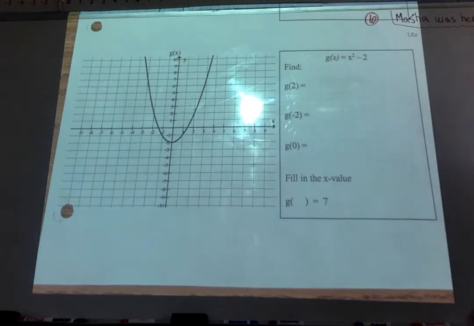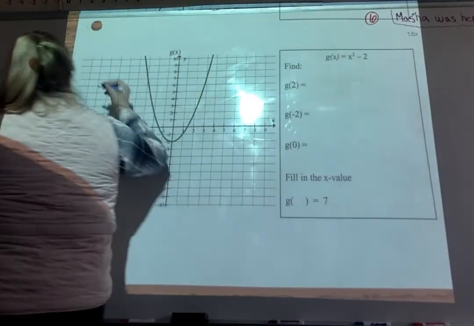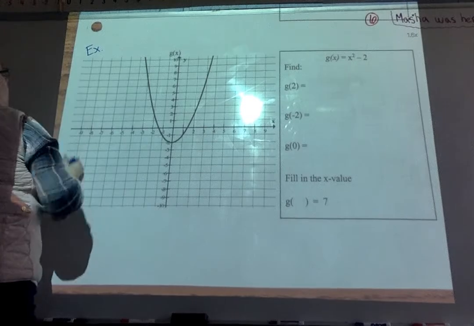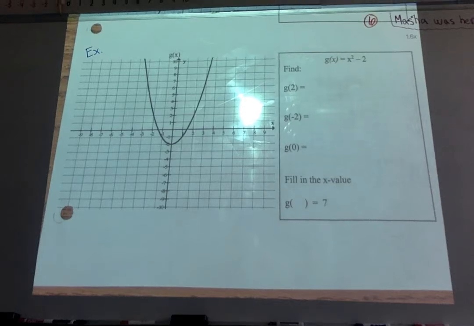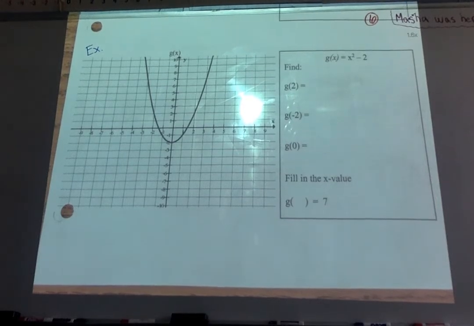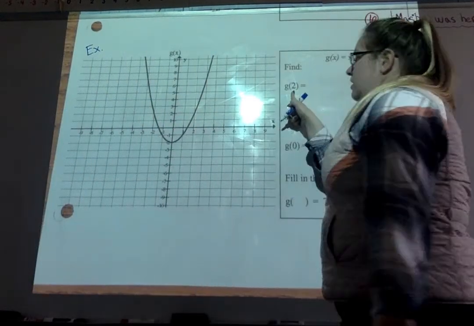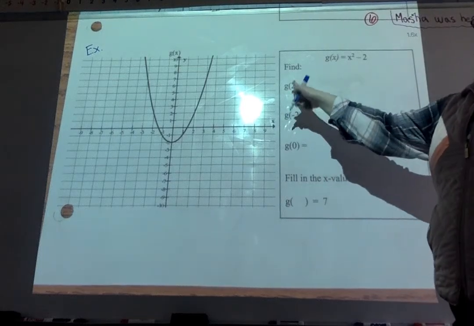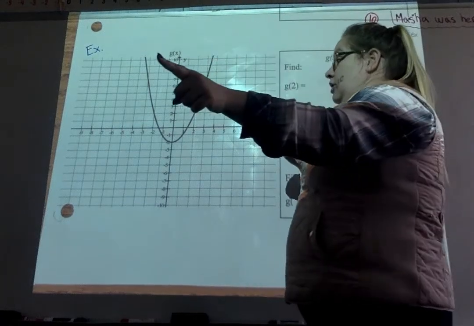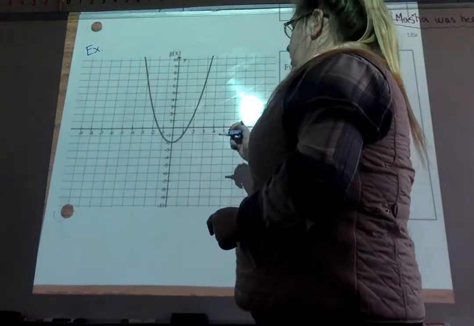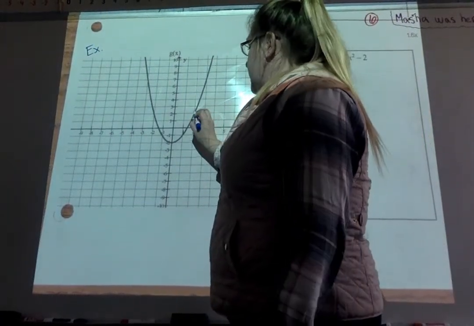I want you to write EX next to this one as an example. Again, for some of these, there may be more than one answer. When X is equal to 2, G of 2, what is Y going to equal? It's positive 2. Both are positive.